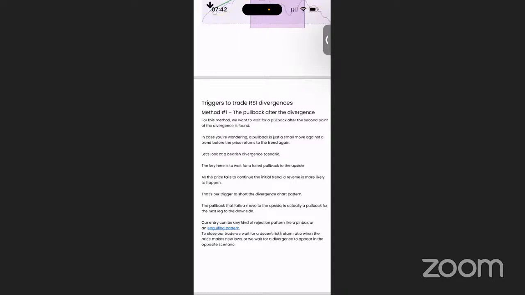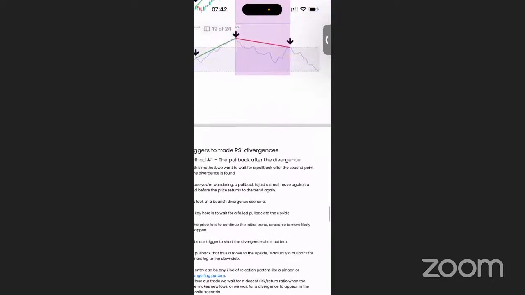For this method, we want to wait for a pullback after the second point of the divergence is found. In case you are wondering, a pullback is just a small movement against the trend before the price returns to the trend again. Look at the bearish divergence scenario. I'm going to show you again. The key here is to wait for a failed pullback to the upside.